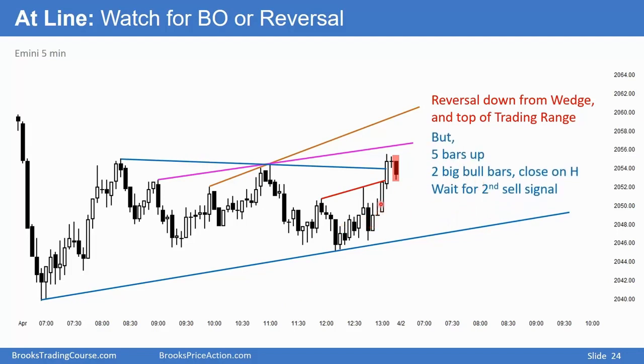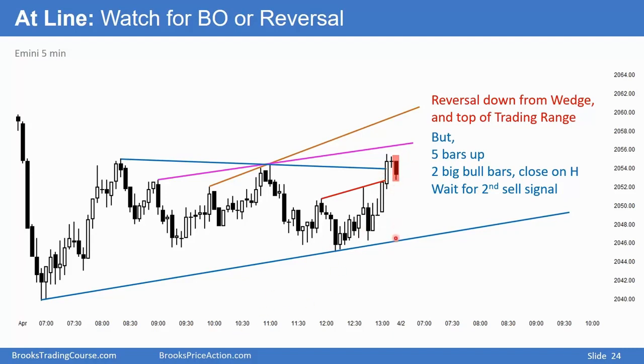Here, 1, 2, 3, 4, 5. We have 5 bars up, no bear bars. Do you think this is a major reversal, or do you think this is simply a pullback from this bull breakout, a pair of consecutive bull trend bars? It's more likely a pullback from a strong bull breakout. This reversal down probably is not going to go very far. I would rather wait for a second signal. So maybe we go up again and then get a double top. That would be a higher probability short than this.